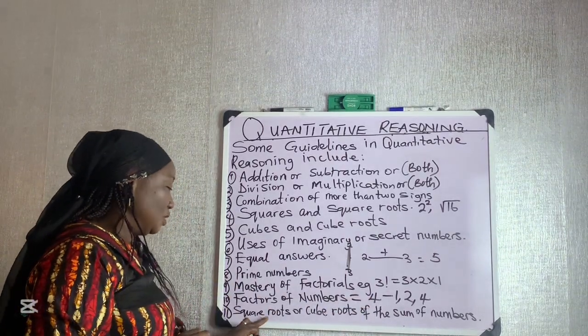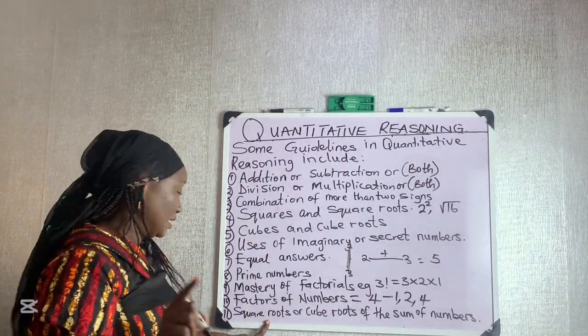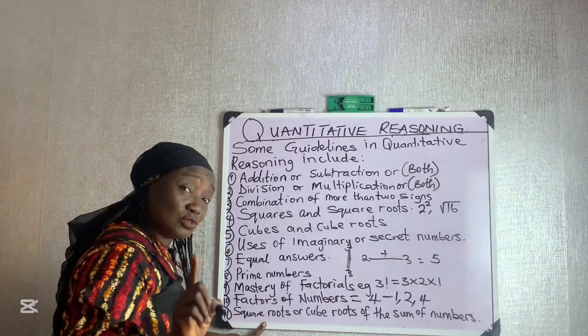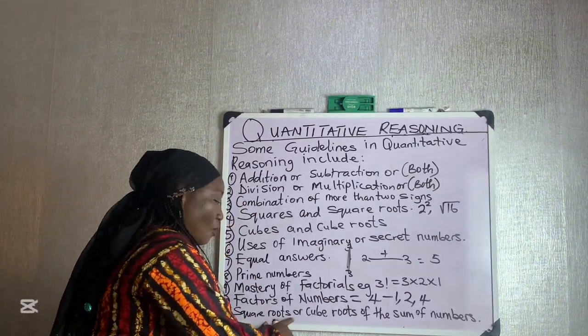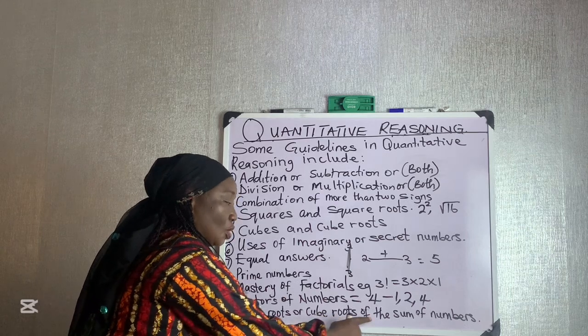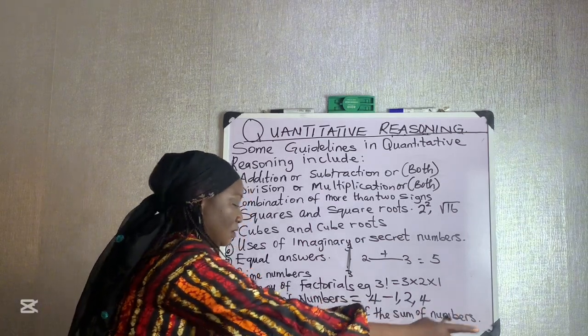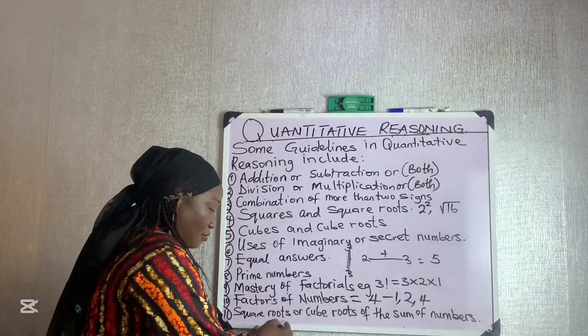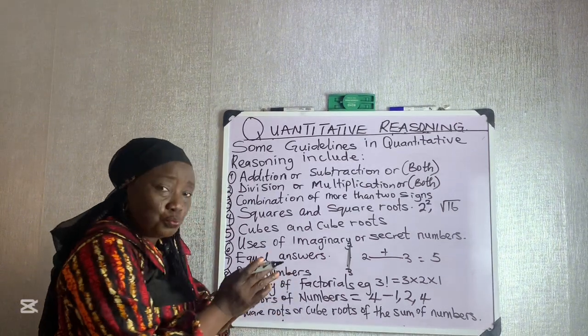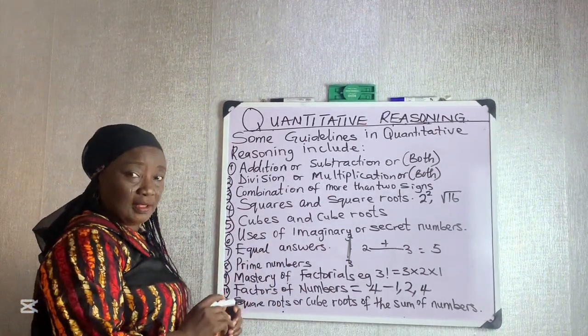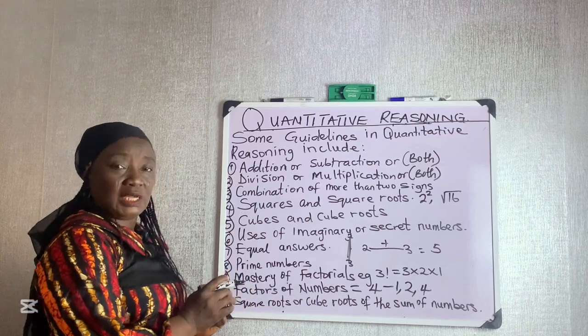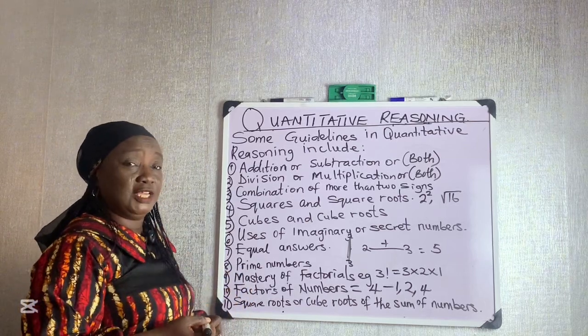Another thing we need to learn very well in quantitative reasoning is, in some patterns, square roots or cube roots of the sum of the numbers. That is, square root, you add it with the cube root of a number to get the pattern. You square, you cube, and you sum, and it will give you the reasoning you are looking for.